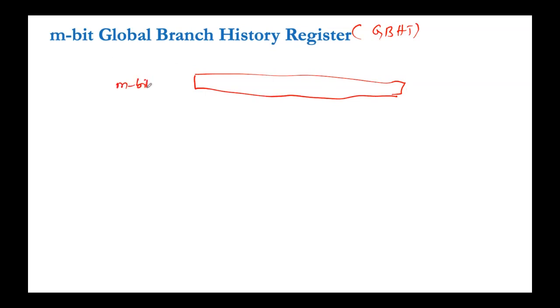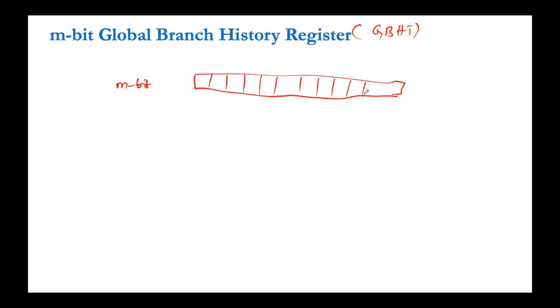We call it the global branch history register. In this global branch history register, with M-bit global branch, it means that if there are M branches, then there is one global branch history table, and one register will be maintained. It is an M-bit register, so there will be M bits in this register.